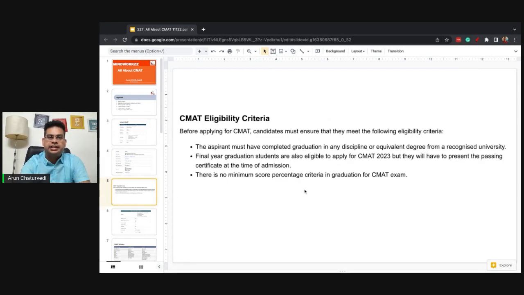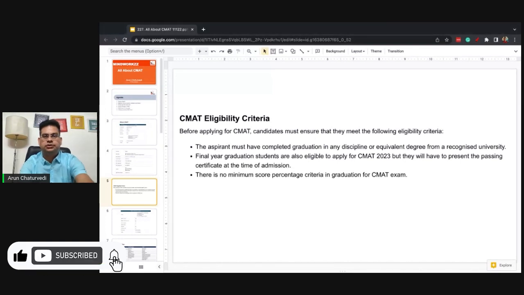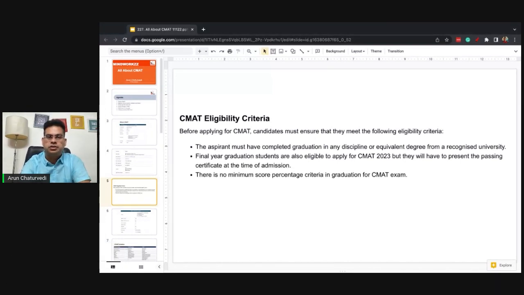Coming to the eligibility criteria, you need to know one important aspect, that there is no minimum score percentage criteria in graduation for the CMAT exam. Unlike CAT, IFT, SNAP and MAT and other exams, this is common with XAT. XAT also does not have a mandatory 50% requirement in your graduation, but CAT, as you know, needs 50% in your graduation. So CMAT and XAT are two exams which you can consider in case you have low score in your graduation.